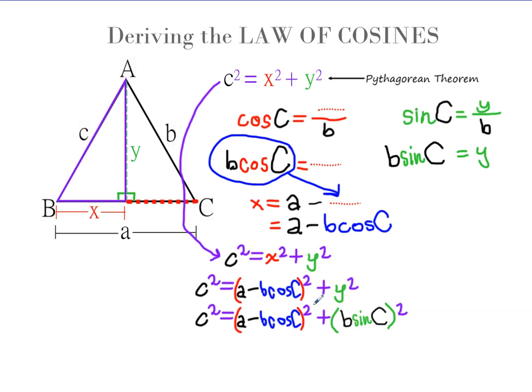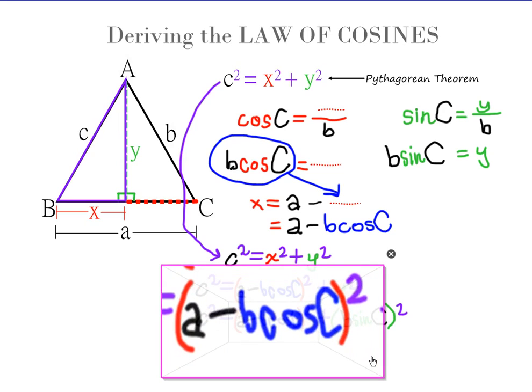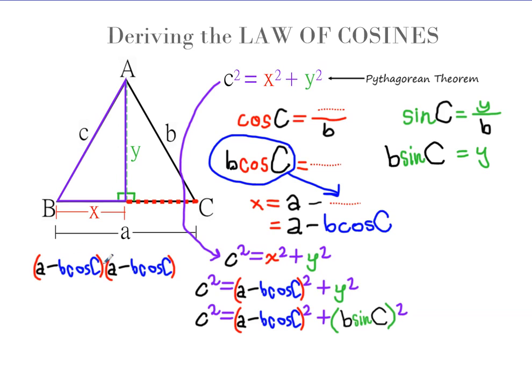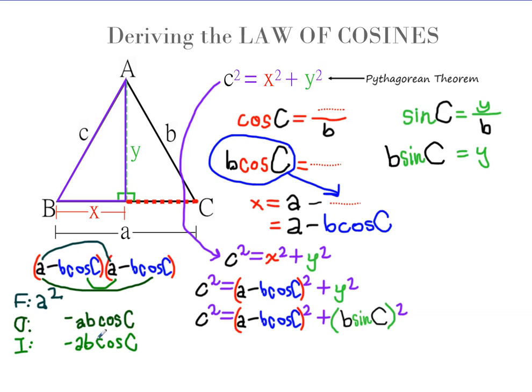When I look at this guy right here, I have an issue. This is a binomial that is being squared. The only way to handle that is to multiply the binomial by using a box or foiling or just being really careful. So I like FOIL. Let's write it out. First is going to be a times a is a squared. Outer is going to be a times negative b cosine c or negative ab cosine c. Inner is the same thing, negative ab cosine c. And then last is going to be a negative times a negative is a positive b squared cosine squared c.